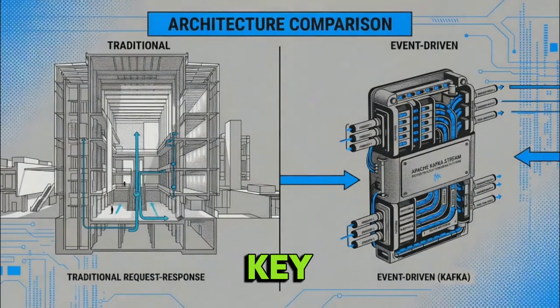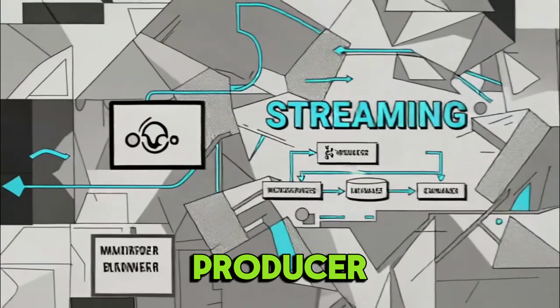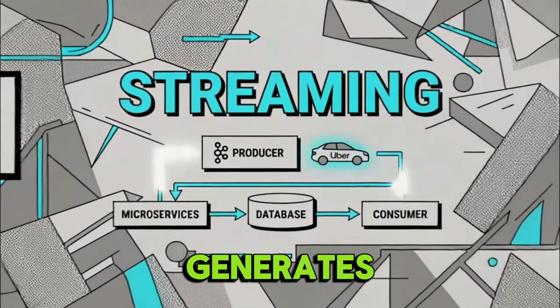Now, there are three key components in every event-driven architecture. The first is the producer. This is any service that generates events.